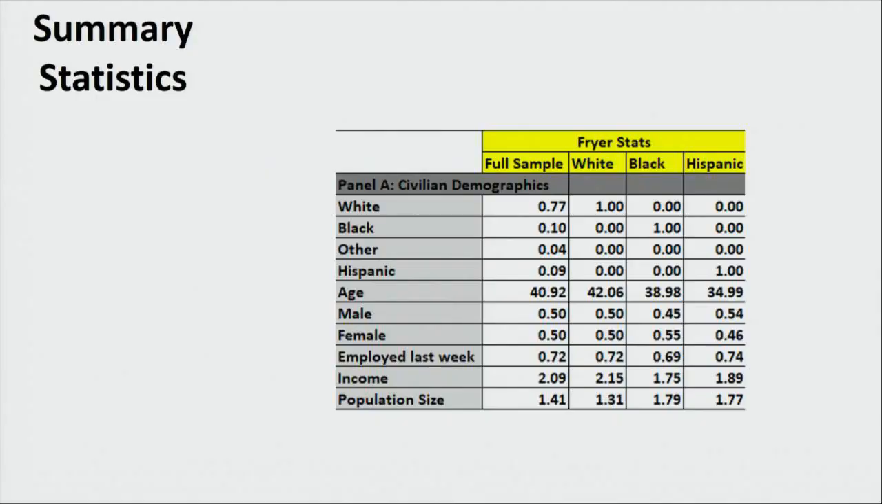First, I'm going to start with this table. What is this table? This table is showing the proportions that Fryer computed based mostly on these variables that belong to the civilian demographics. In the first row, he's computing the proportions over the full sample. In the second row, he's doing the same, but instead of the full sample, he's doing it over just the white population. In the third one, he's doing it over the black population, and in the fourth one, over the Hispanic population.